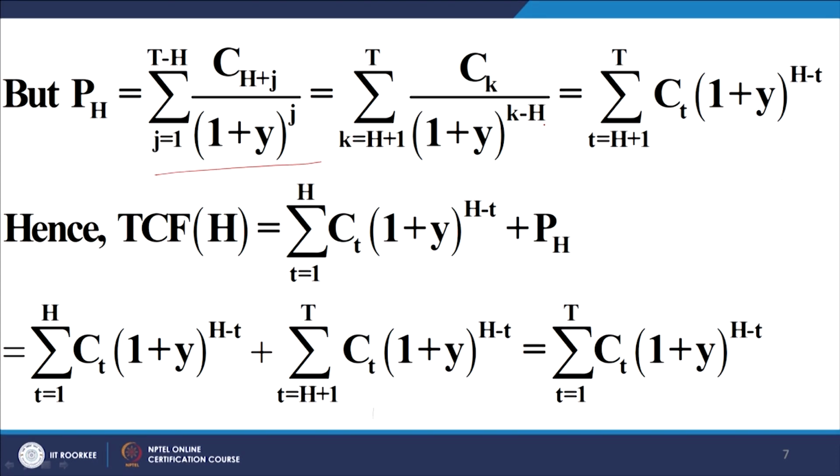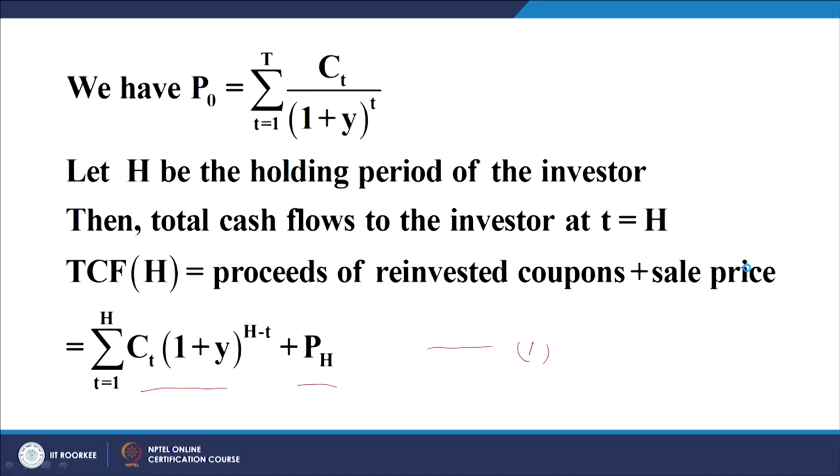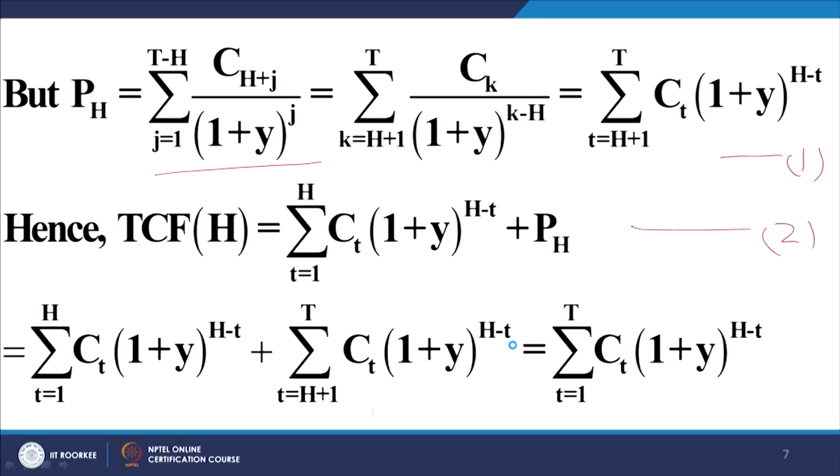Now, let us revert to our original expression for TCF at t equal to h. The first expression is written as it is, and we substitute the value of P_h as we obtained from equation number 1. Let us call it equation number 1. So, we substitute P_h from equation number 1 in equation number 2. Equation number 2 is brought forward from the earlier slide. This is equation number 2 of the earlier slide, this equation. So, this equation is carried forward to this slide here, which is equation 2 here. So, substituting for the value of P_h from equation 1 to equation 2, what we get is the expression here.